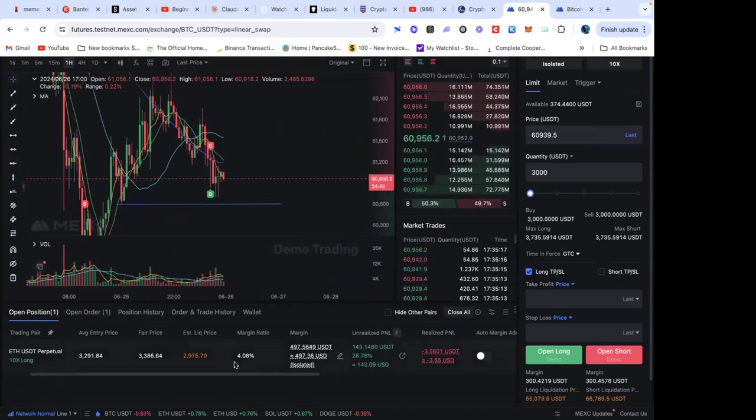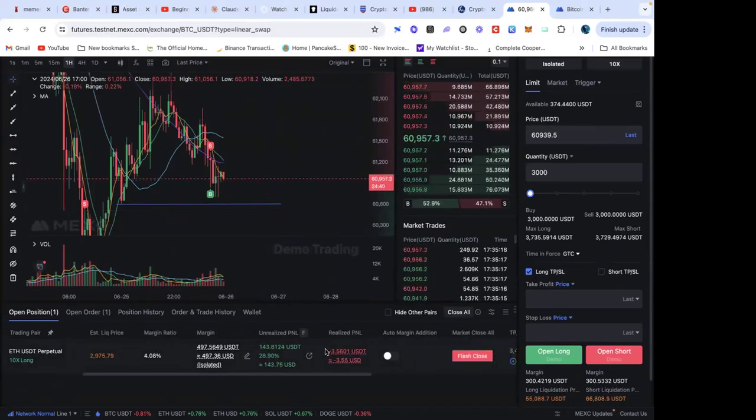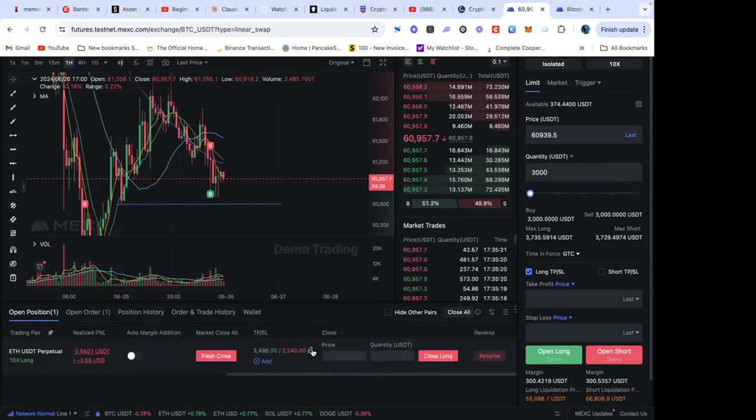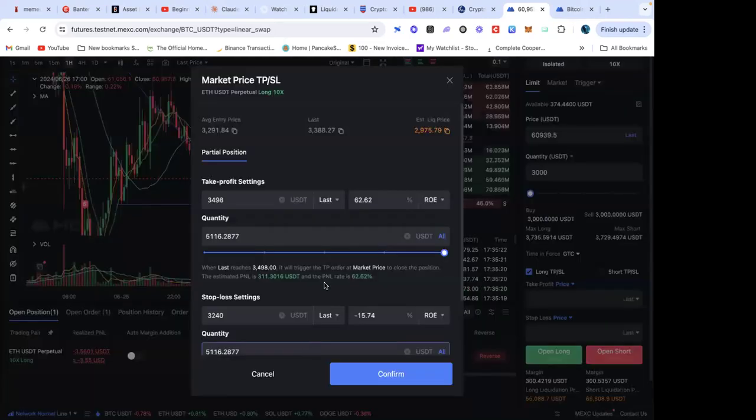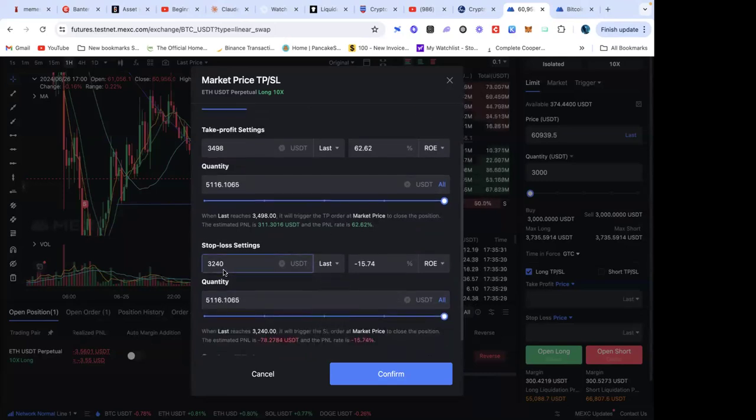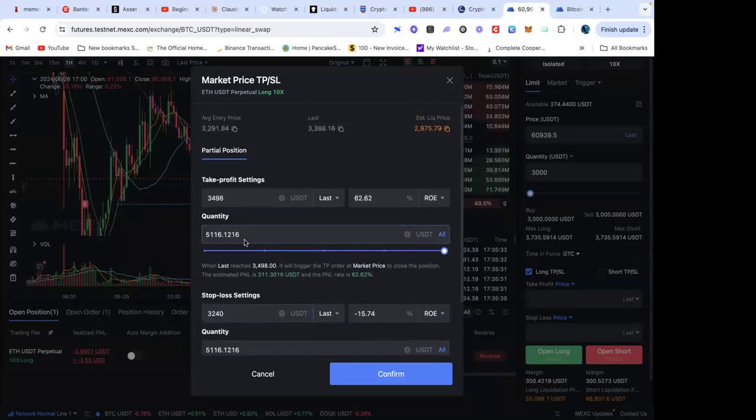I set an automatic take profit point on this, but I can't figure out how to do several. That's what I was hoping to figure out today as well. I have a stop loss of 32.40 and a take profit of 34.98, which is what I had marked on my chart.